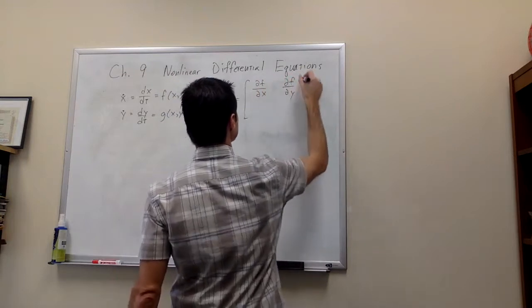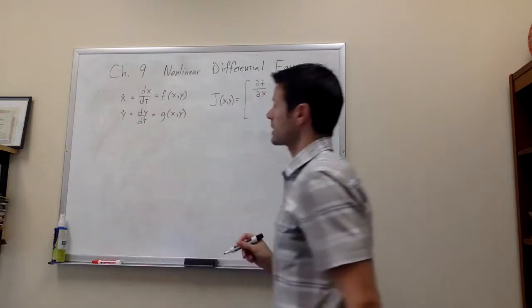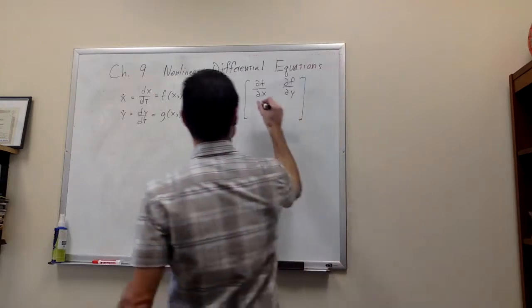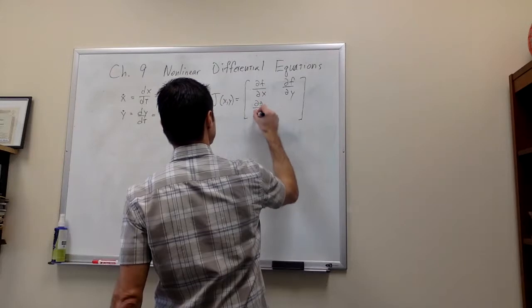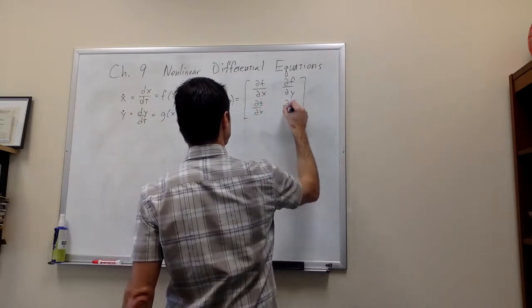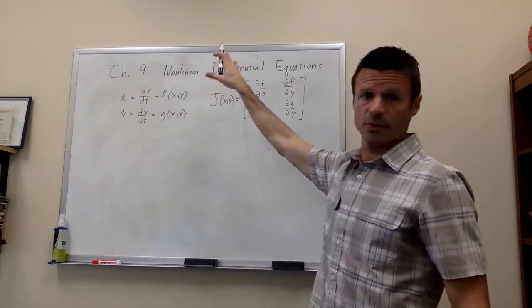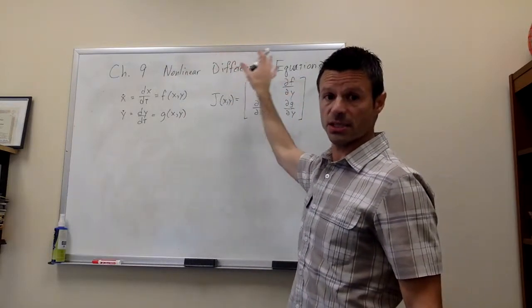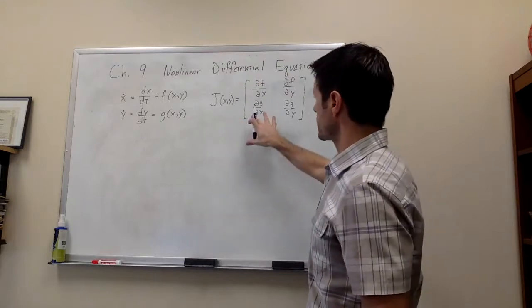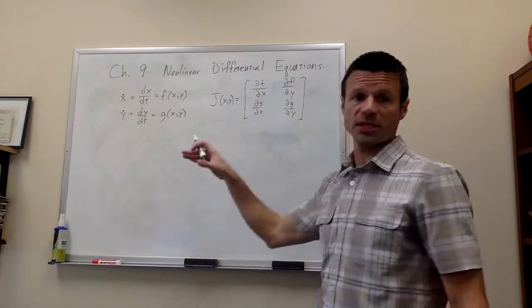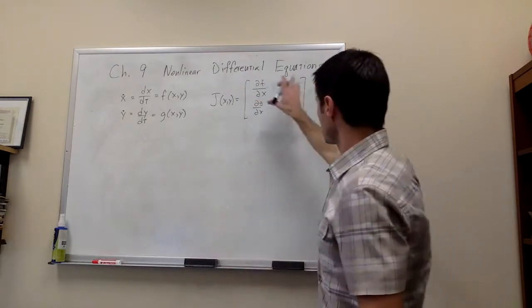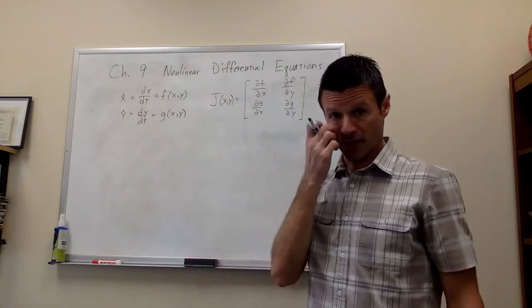In the first row it has df/dx and df/dy, and in the second row, dg/dx and dg/dy. You see that in the first row, we take f and differentiate first with respect to x and then with respect to y. In the second row, we take g and differentiate with respect to x and then with respect to y. These are the first partial derivatives for f and for g.